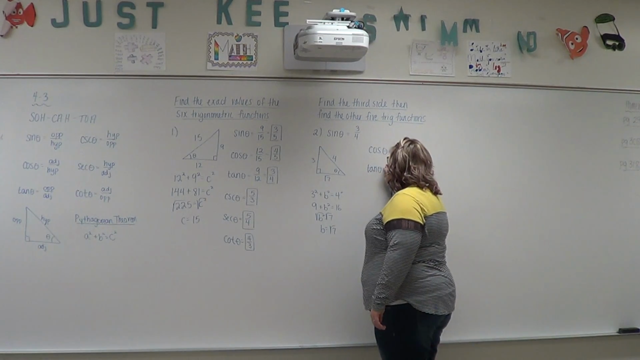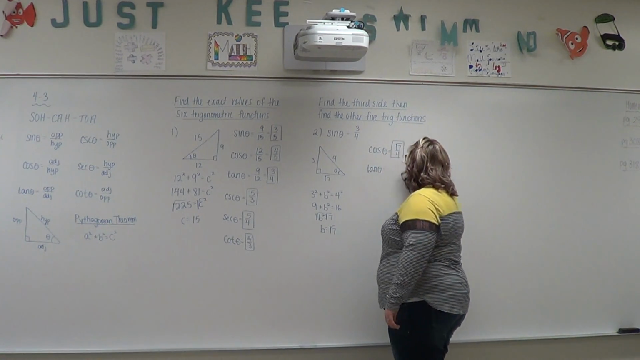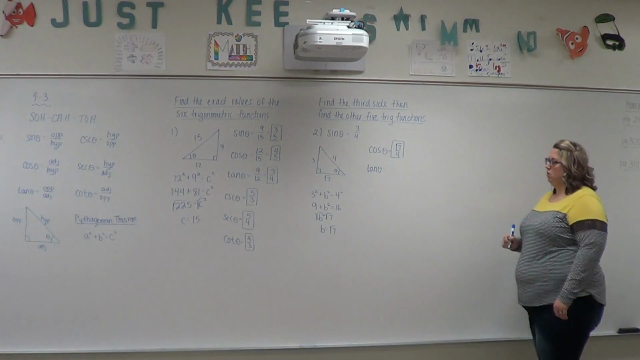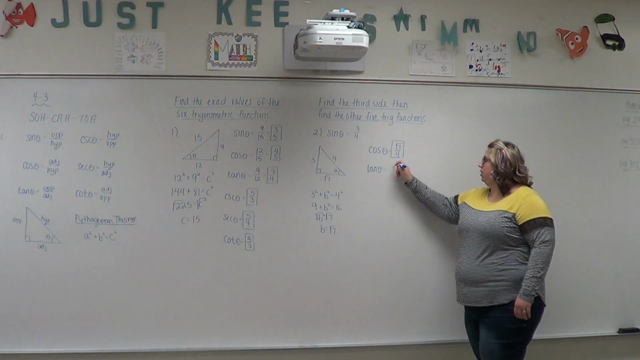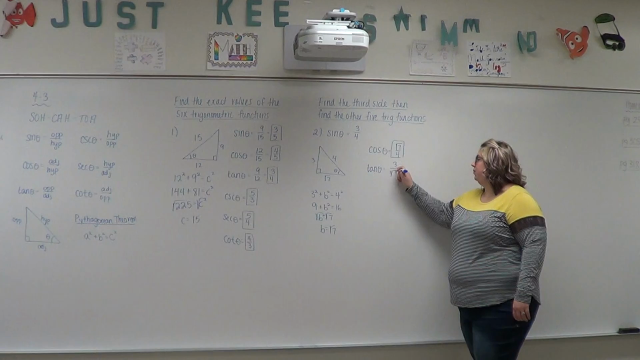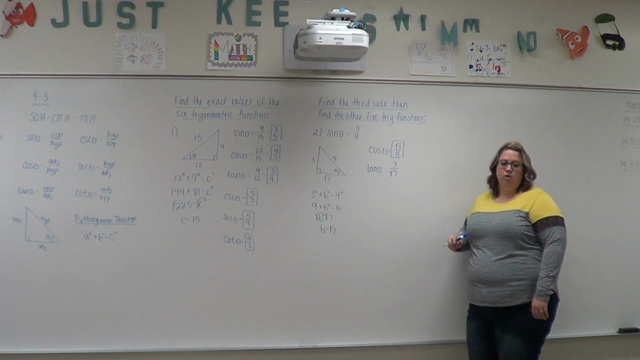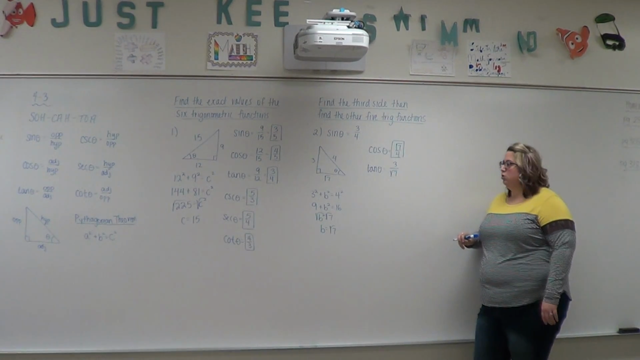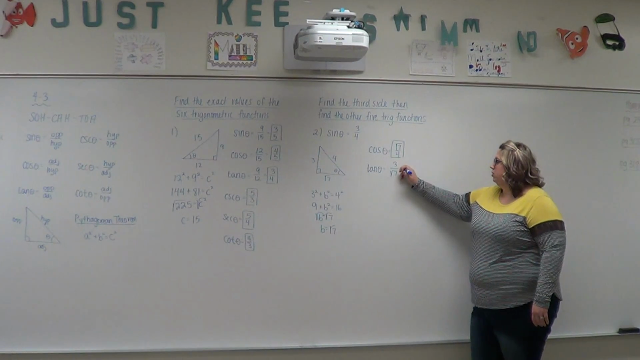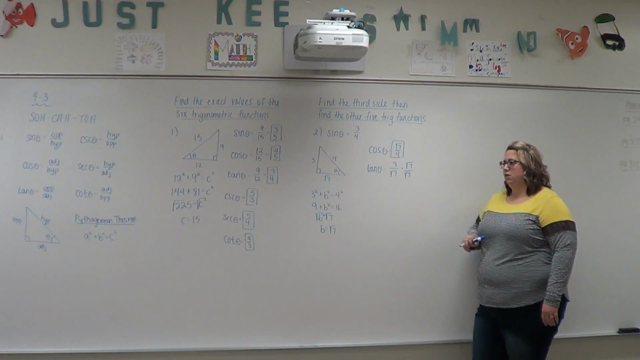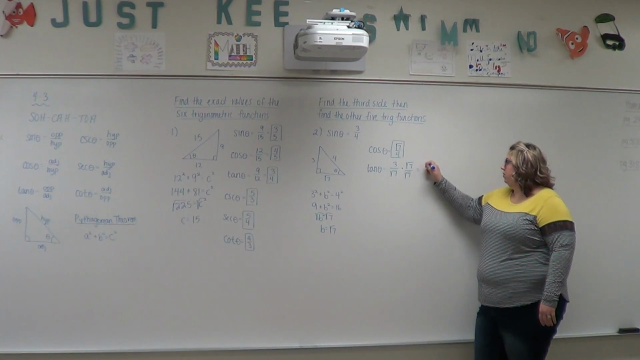Okay, then my tangent. 3 over the square root of 7. Okay, so 3 over square root of 7. Now what's wrong with leaving this answer? Square root in the bottom. Okay, you can't have a square root in the denominator. So what you're going to have to do is rationalize it. So you're going to multiply by the square root of 7. So I'd have 3 square root of 7 over 7.